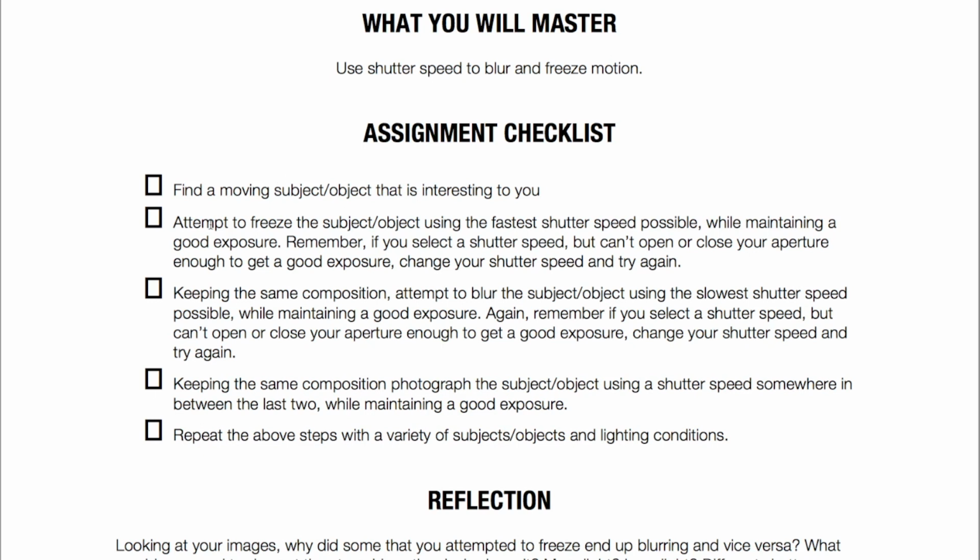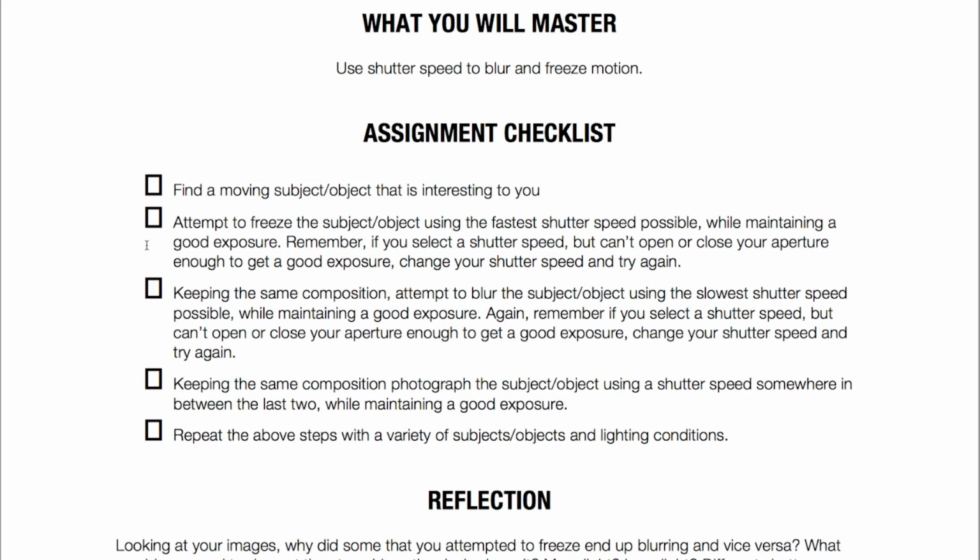All right, so you're going to find a subject or object that is interesting to you. You're going to then attempt to freeze the subject or object using the fastest shutter speed possible while maintaining a good exposure. Remember, if you select a shutter speed but can't open or close your aperture enough to get a good exposure, you have to change your shutter speed and then try again. I'll show you an example over in the camera sim in just a second.